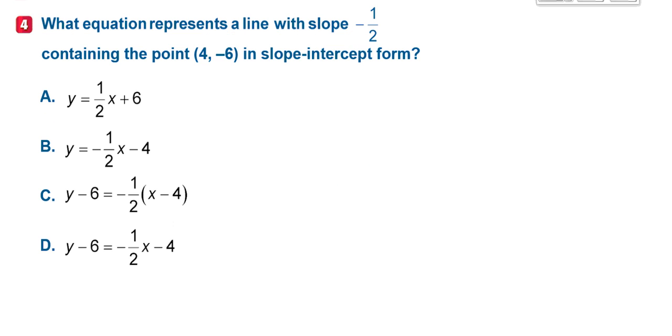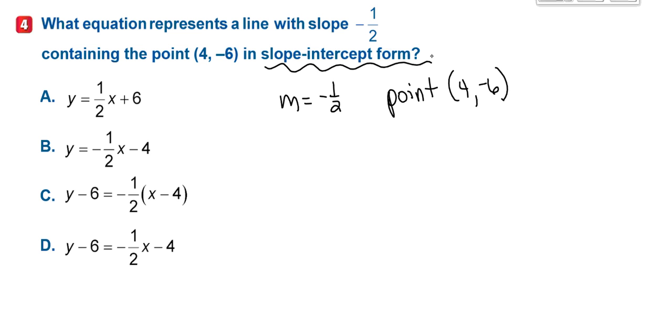Number 4, what equation represents a line with a slope of, so m is -1/2, and the point is (4, -6). So really this is like the last one, but this time we want to end up in slope-intercept form. But we're going to start with point-slope form because we have a point and the slope.